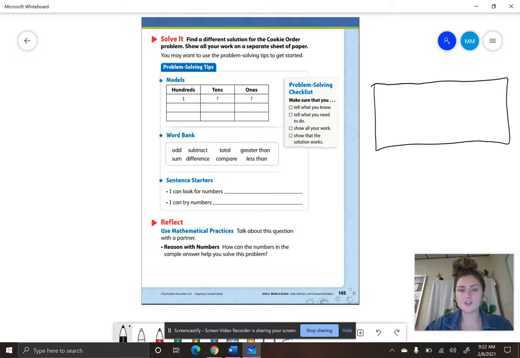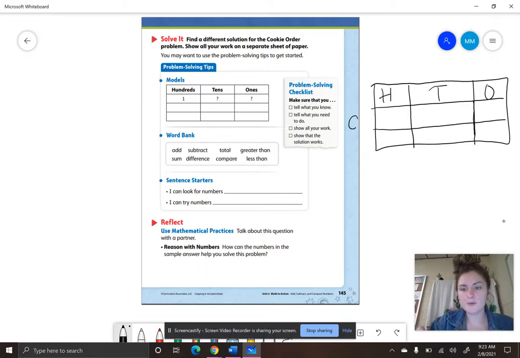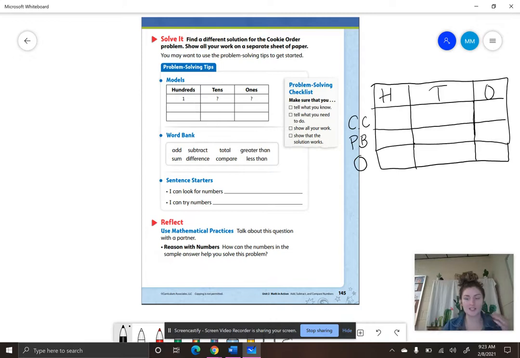And we're going to have hundreds, tens, and ones. All right. And we know that we're going to have chocolate chip, so CC for chocolate chip, peanut butter, PB, and I have to add one more, Smarties, and oatmeal. All right, so I have 3 types of cookies. We decided that 150 for each type was too small. Let's play around with some numbers.